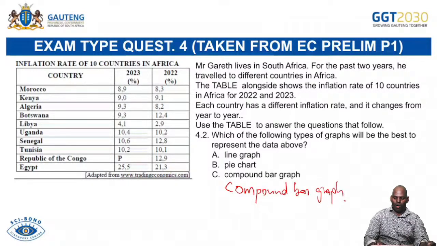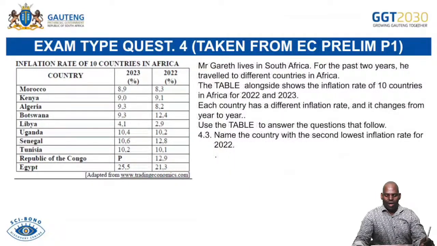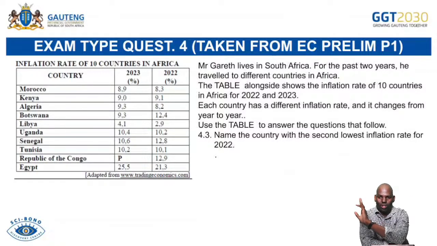Okay, compound bar graph. Okay, then for number 4.3, it's name the country with the second lowest inflation rate for 2022. Name the country with the second lowest. Most of you boys and girls are always getting confused. Second lowest, in this case, it means you need to arrange this. You need to arrange either from the smallest to the biggest. But they say the second lowest.